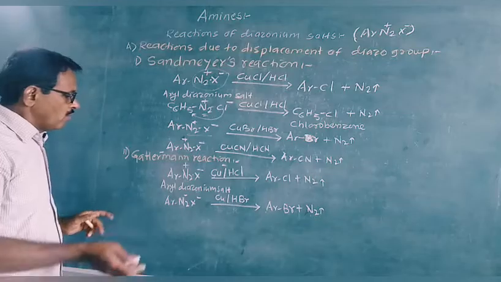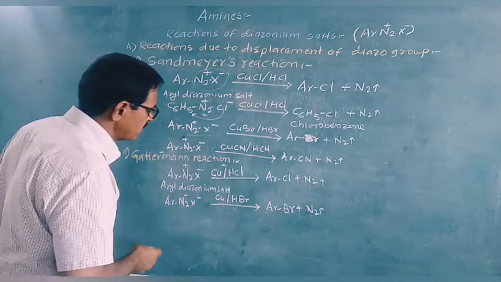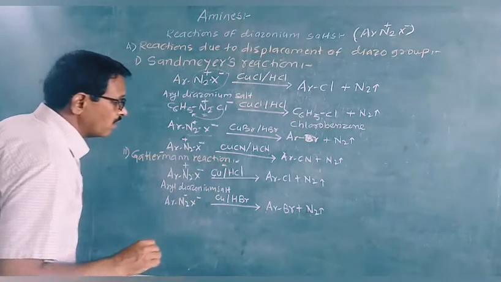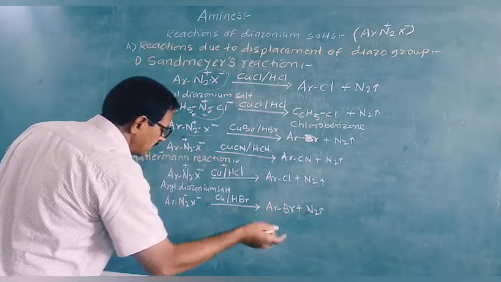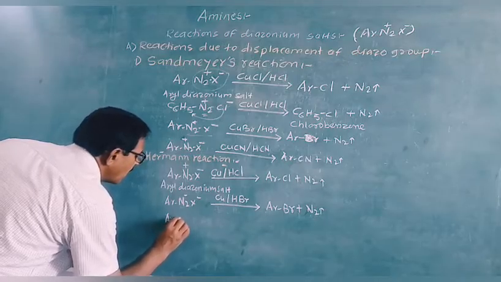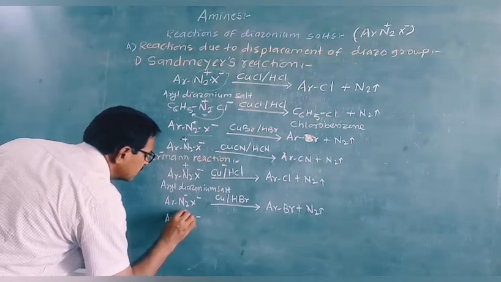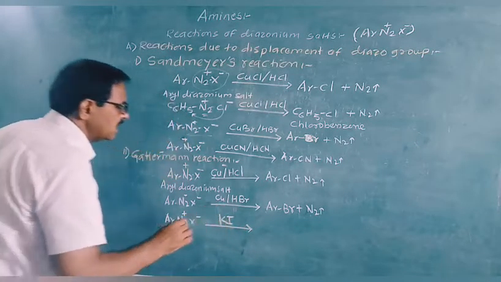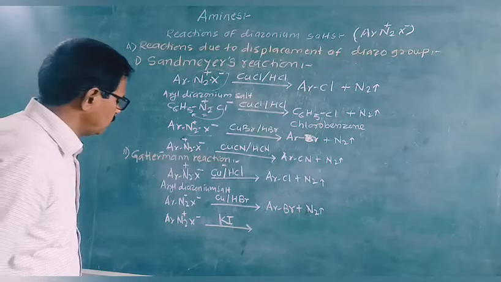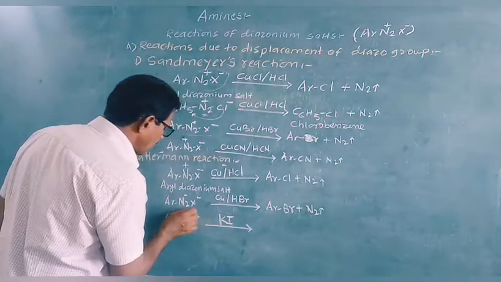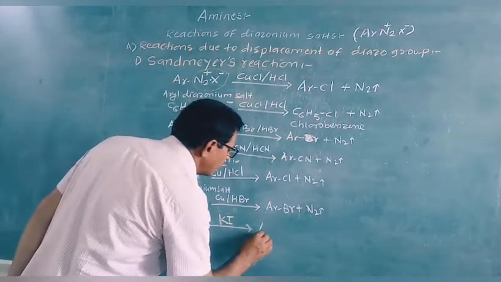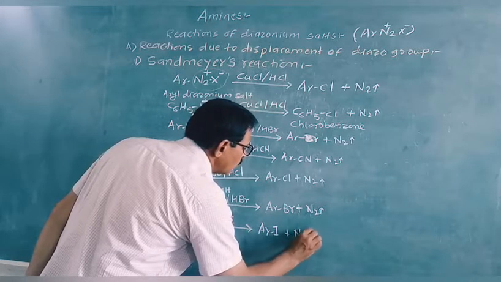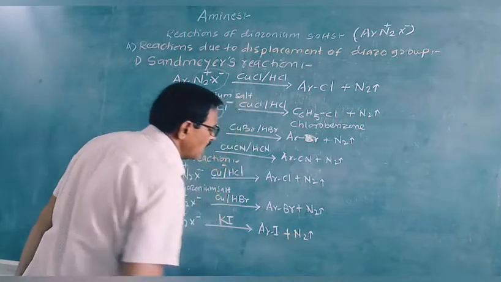Then by using this Gattermann reaction, we can prepare also iodoarenes or here bromoarene, like that, iodoarene. ArN2X on heating with potassium iodide. Where is the difference here now? Now this much part is replaced by iodine. Iodoarene plus N2 gas is given out.